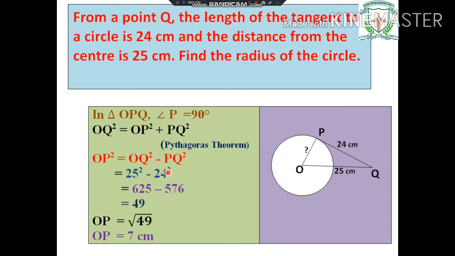Now the simplification part. 25 square, you'll get 625. So 24 square, multiply 24 into 24, you will get 576. And there is minus, you have to subtract, and you get 49. What is the square root of 49? 7 sevens are 49. Therefore, the square root of 49 is 7. So therefore, OP is 7 centimeter. OP is exactly the radius of the circle. Now you have found the radius of the circle as 7 centimeter.